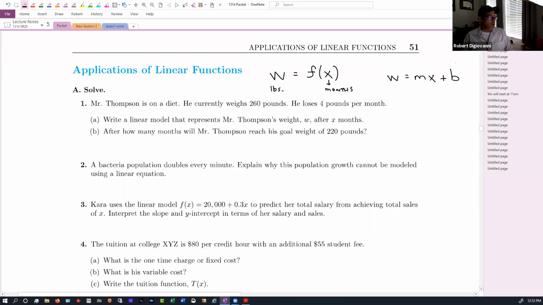So do we know anything in terms of the word problem, like these values 260 and 4 pounds per month? What do those represent? So like, what does the 260 represent to us in this problem?